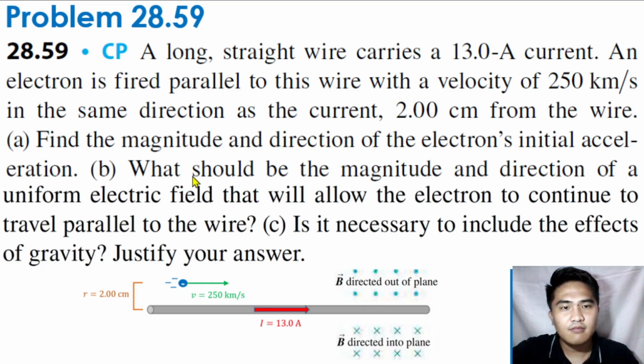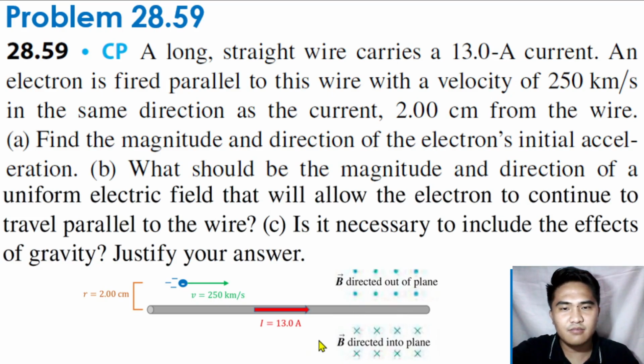B. What should be the magnitude and direction of a uniform electric field that will allow the electron to continue to travel parallel to the wire? And part C. Is it necessary to include the effects of gravity? Justify your answer. So in this illustration, we included the direction of the magnetic field.